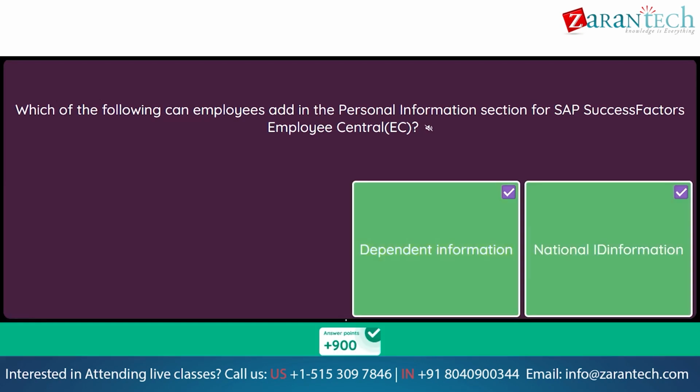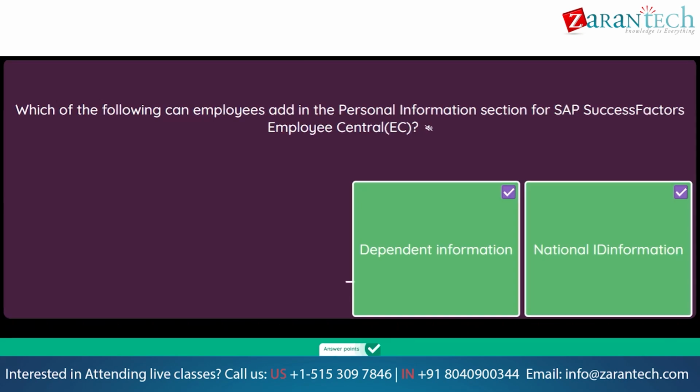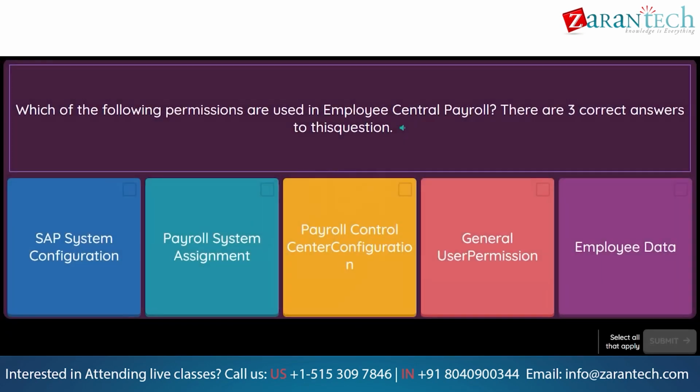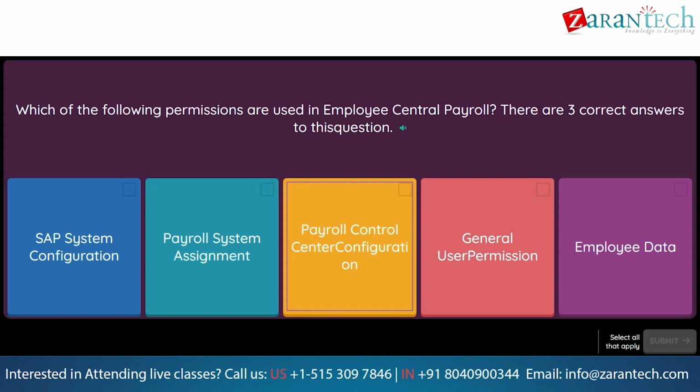Question: Which of the following permissions are used in Employee Central Payroll? There are 3 correct answers to this question. Option 1, SAP System Configuration. Option 2, Payroll System Assignment. Option 3, Payroll Control Center Configuration. Option 4, General User Permission. Option 5, Employee Data.